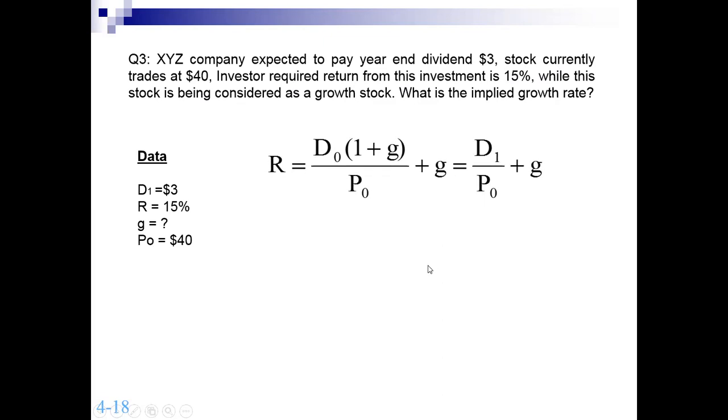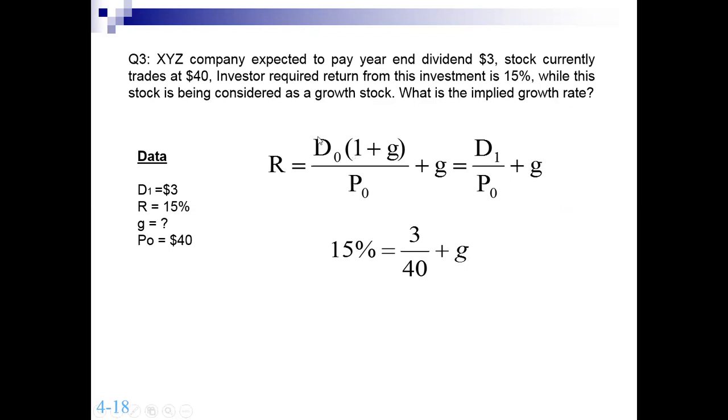So this is the formula that you will apply. You will manipulate it, and this is the mathematical working that will arrive. We know R is 15%. We know that the dividend is 3. Remember, you can go by this formula or you can go by this formula. It's up to you. You can use any one, whichever you are quite comfortable in.